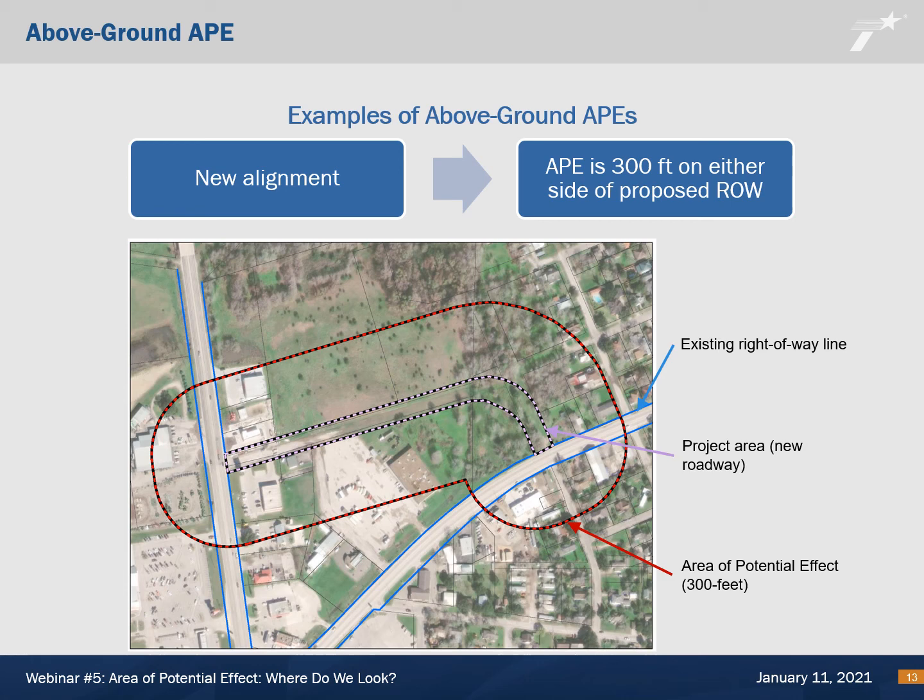When TxDOT has a larger project, like building a brand new road, the above-ground APE includes a large area surrounding the location of the new road. This is where we look for historic resources that could be impacted by the project. In some cases, when the project is unusual or unique, the APE may differ from these standard APEs. For example, the APE for a new overpass project might be larger to account for potential visual impacts, like in the example we learned about in the Chiahuita neighborhood.